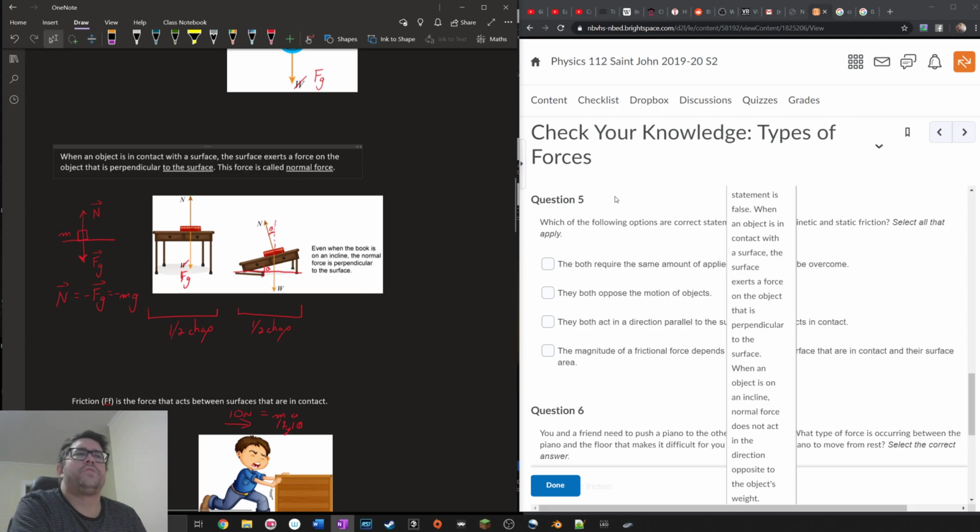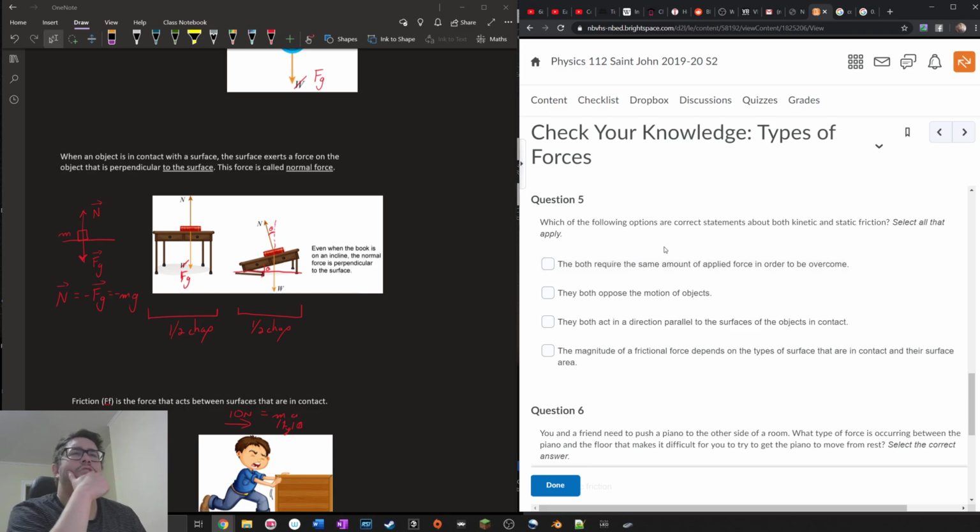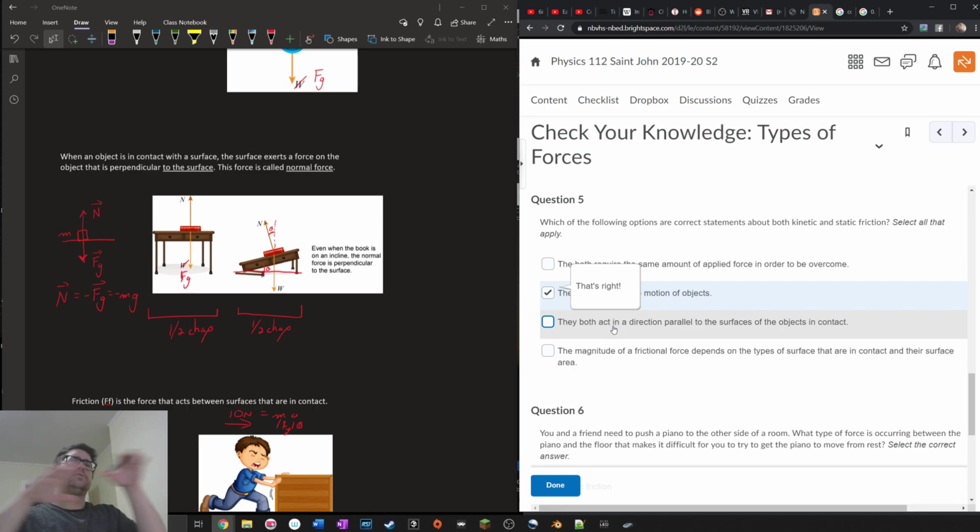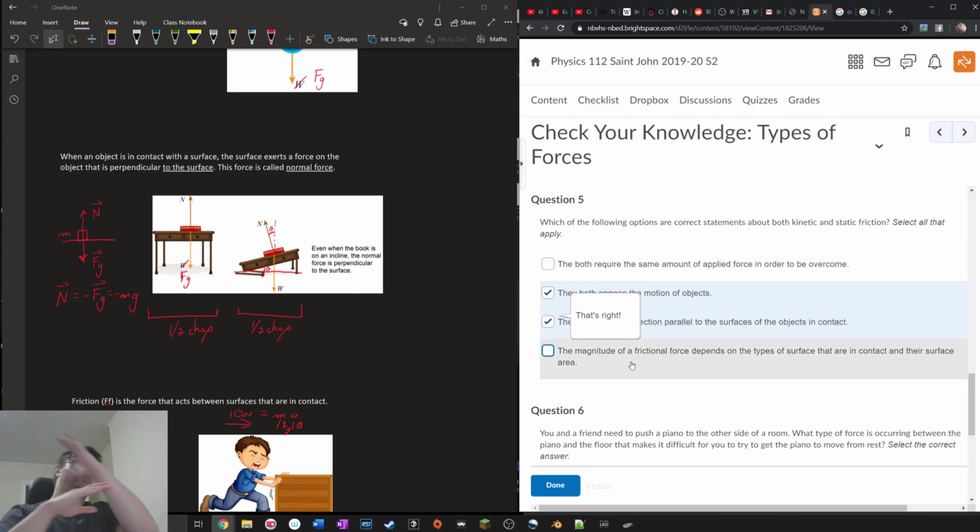That's right. Which of the following options are correct statements about both kinetic and static friction? Select all that apply. They both require the same amount of applied force in order to overcome. That's wrong. They both oppose the motion. Yes. They both act in a direction parallel to the surface of the object in contact. I think so. You can't really have a friction force like this or like that. It's unheard of. The magnitude of a frictional force, so how much, depends on the type of surface.